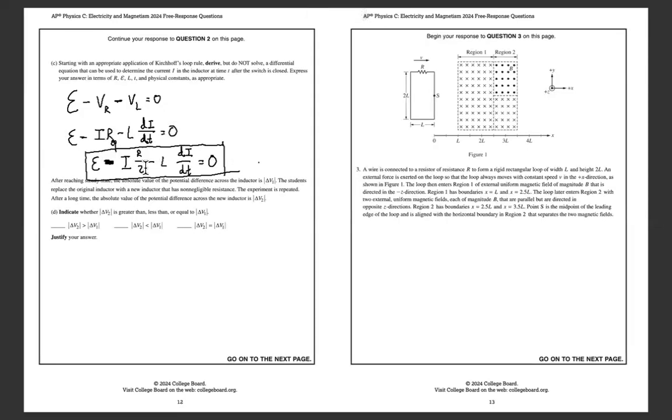Okay. After reaching steady state, you get the absolute value of the potential difference is delta V1. Then you replace the original inductor with a new inductor that has non-negligible resistance. After a long time, the value of the potential difference across the new inductor is delta V2. Indicate whether it's greater than, less than, or equal to. Okay, I am always struggling with these on circuits questions, these kind of comparison ones.